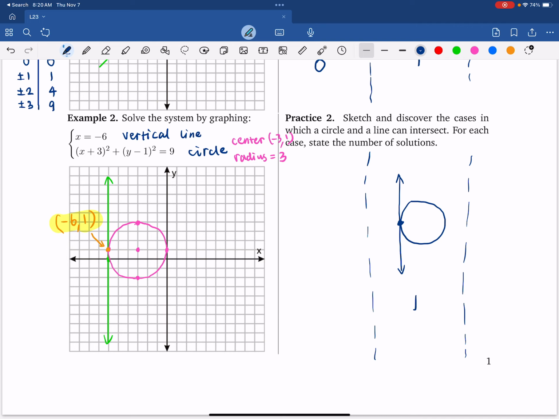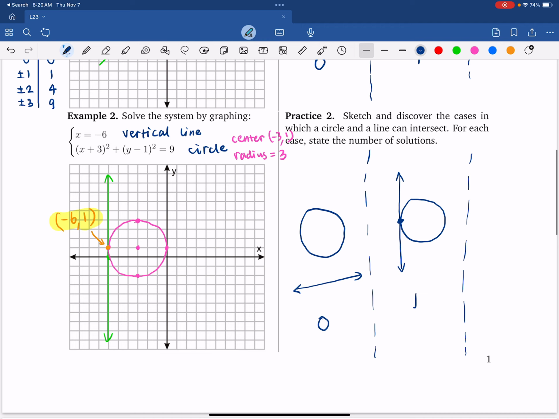Okay, so it's going to be very similar to practice 1, right? You could have a circle, and then you could have a line that just doesn't cross the circle at all. In this case, 0 solutions. You can also have a circle, and then you have a line that crosses the circle, where there are 2 points of intersection.